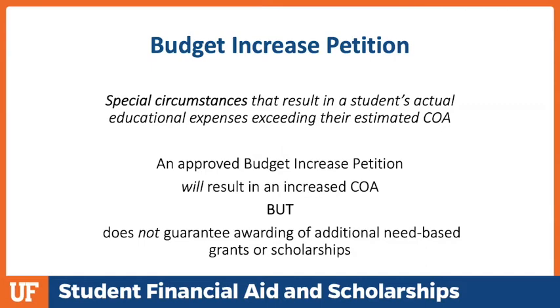An increased cost of attendance may result in more room in your student budget for additional aid. However, the petition itself does not add additional aid to your student financial aid file. Students with an approved petition often request additional loan funds or increased work study limits. Remember, receiving an approved budget petition does not guarantee awarding of additional need-based grants or scholarships.